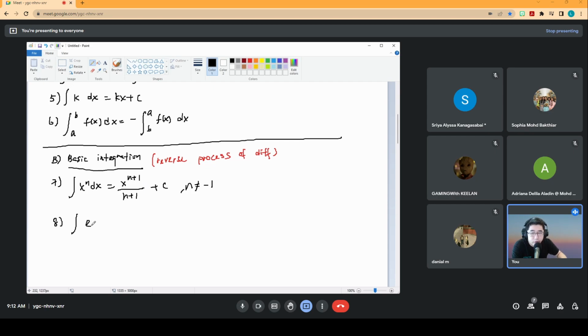Number 8, we have e to the x, so we have e to the x plus c. Again, it is exactly the reverse process of differentiation. Number 9, you have 1 over x dx, which gives ln modulus x. Please understand that there is a modulus sign here.